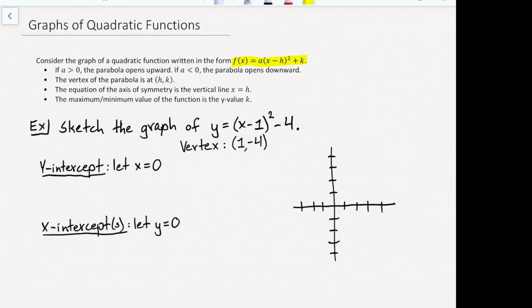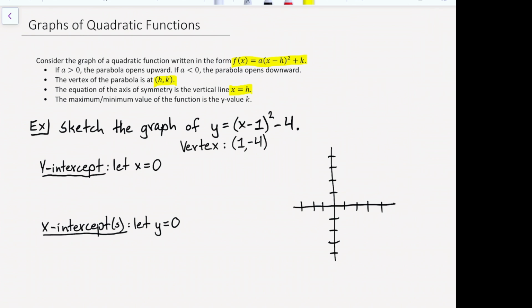If we have a quadratic function written in vertex form, then we know already from an earlier video that the vertex is simply the numbers h and k. We can also say that the equation of the axis of symmetry is the vertical line x equals h. This is a vertical line that passes through the vertex, and the parabola is symmetric across this line. The reflection looks the same on both sides of this line.